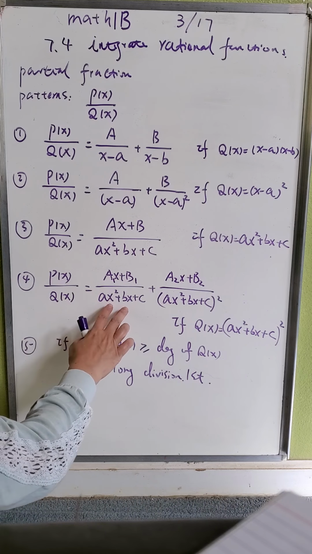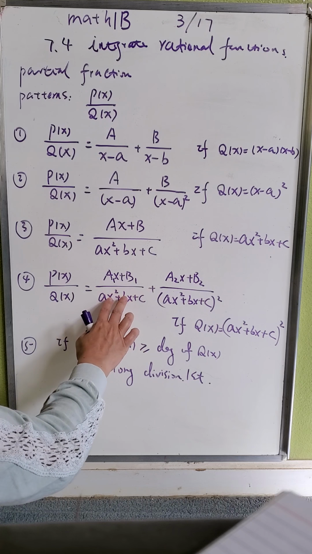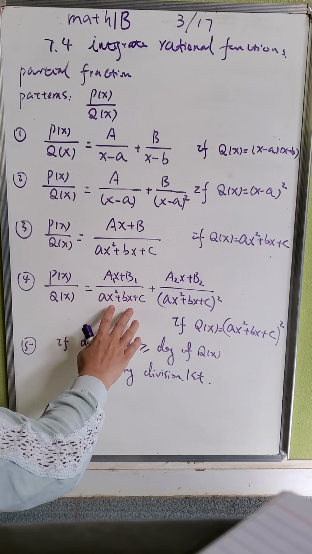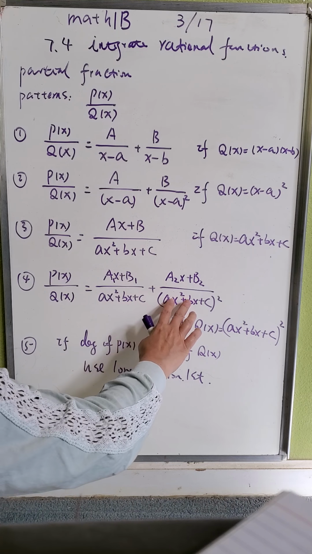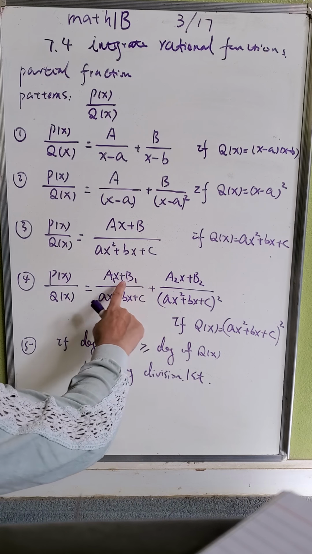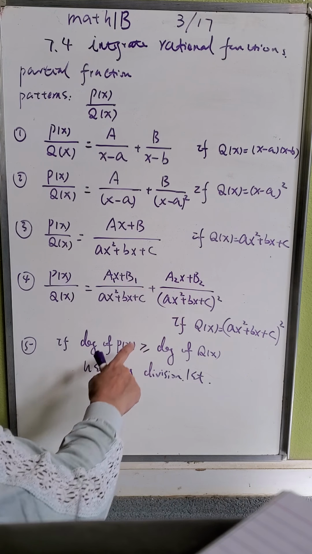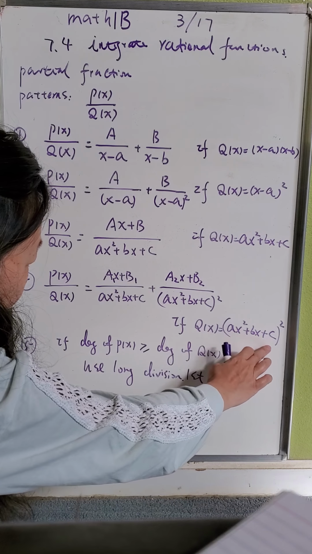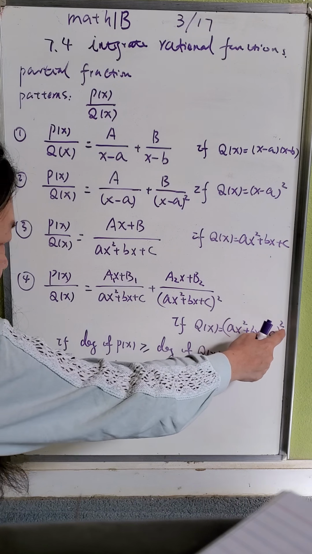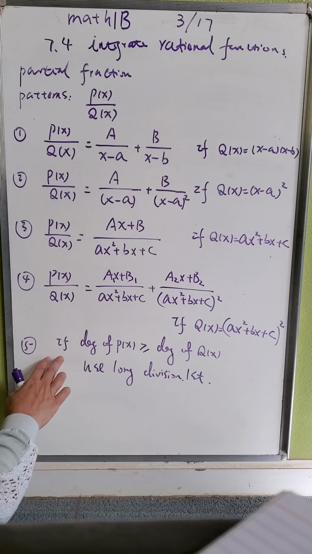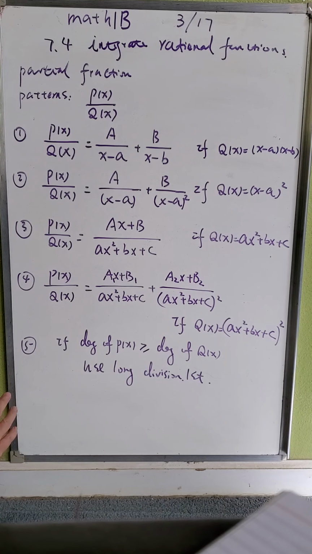And if you repeat that quadratic, then you have to do just like how you do number 2. You're going to start with 1 first, and then you go to 2. And then on the top, it will be A1x plus B1, A2x plus B2. That's if Q of x looks like this, repeating the quadratic here.